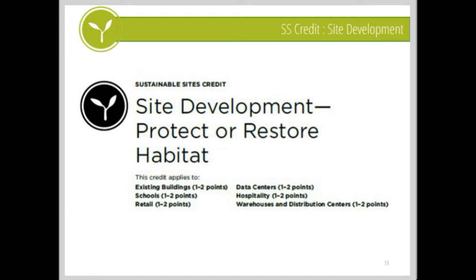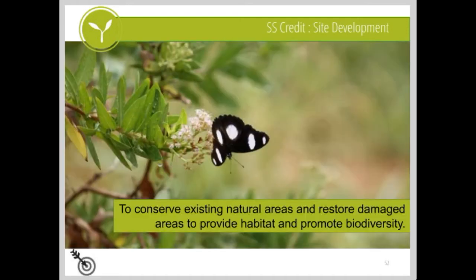The next credit we will discuss is Site Development: Protect or restore habitat. All project types can earn up to 2 points under this credit. Restoration of soils, hydrology, and native plants improves the viability of ecological communities, helps to manage and filter rainwater, and can regenerate other ecosystem functions. The intent of this credit is to conserve existing natural areas and restore damaged areas to provide habitat and promote biodiversity.